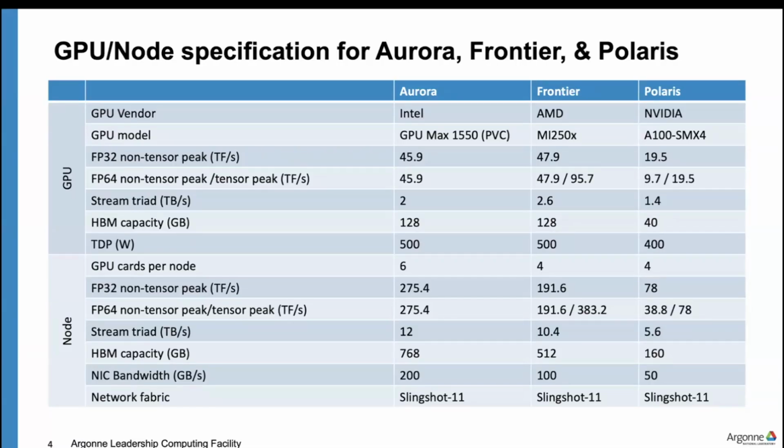If you look at the node-level comparison, Aurora has 6 GPUs per node, while Frontier and Polaris have 4 GPUs per node. Because of these two extra GPUs, the node performance of Aurora is better than Frontier in terms of compute peak and memory bandwidth, and HBM capacity is 50% more, with higher NIC bandwidth. And the Slingshot fabrics are the same, right?